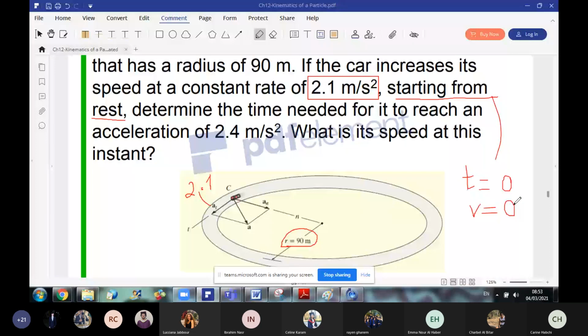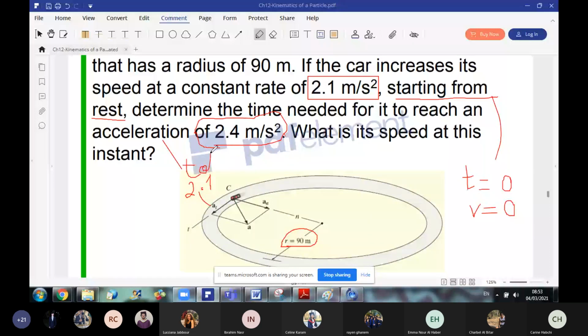Determine the time needed for it to reach an acceleration of 2.4 meters per second squared. When they say acceleration of the particle, this is the total acceleration, okay? The total acceleration has two components, an and at.